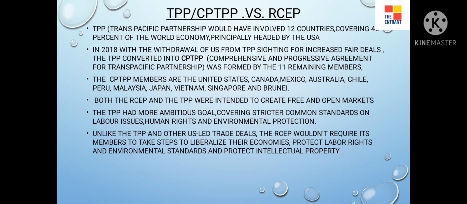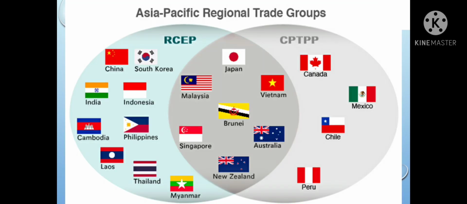Now, this slide will deal with the difference between TPP or CPTPP versus RCEP. The TPP, the Trans-Pacific Partnership, would have involved 12 countries covering 45% of the world economy, principally headed by the US. In 2018, with the withdrawal of the US from TPP, citing increased trade deals, the TPP got converted into CPTPP, which is the Comprehensive and Progressive Agreement for Trans-Pacific Partnership, and was formed by the 11 remaining members. And now the CPTPP members are Canada, Mexico, Australia, Chile, Peru, Malaysia, Japan, Vietnam, Singapore, and Brunei.